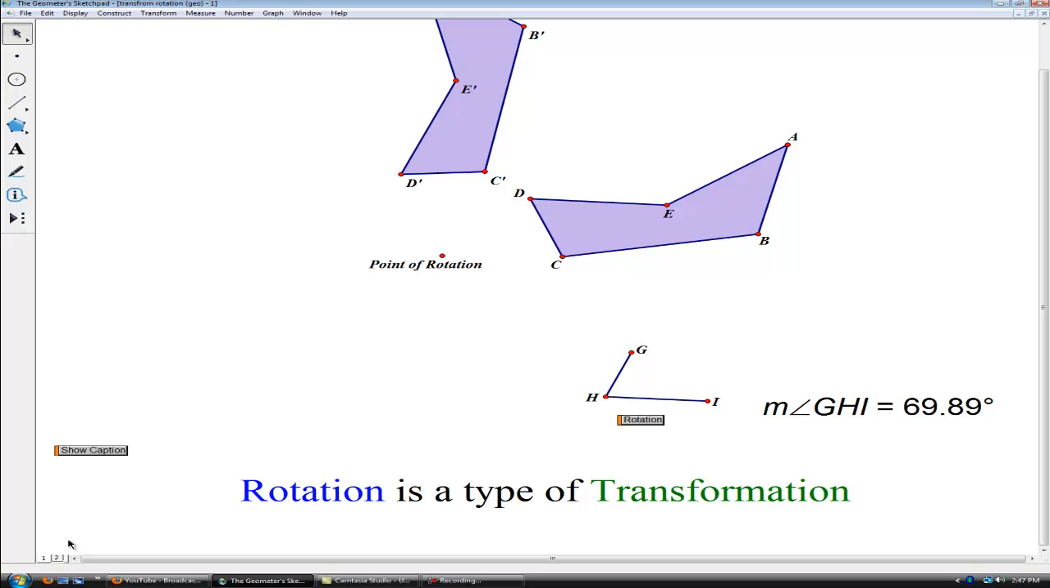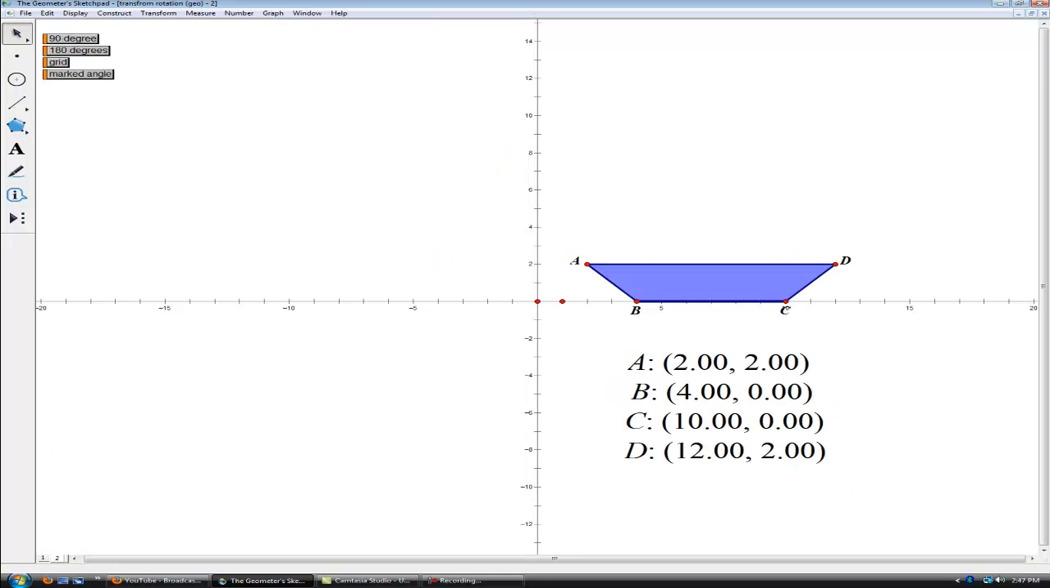In geometry, though, sometimes there are problems dealing with the coordinate plane. So what if we were asked to rotate this about the origin? So now this 0, 0 point is the location of our point of rotation. What if this were to be rotated 90 degrees? Remember, positive degrees go counterclockwise. So that would be a rotation of 90 degrees. Let's look at that one.